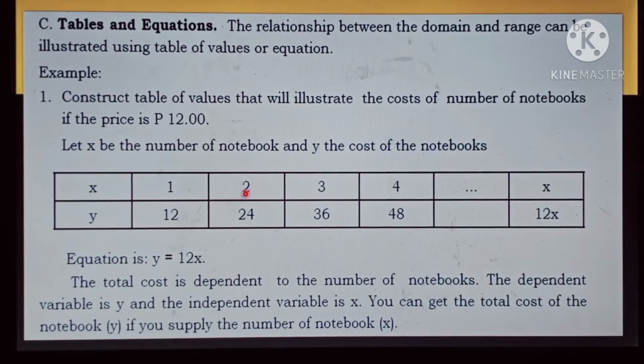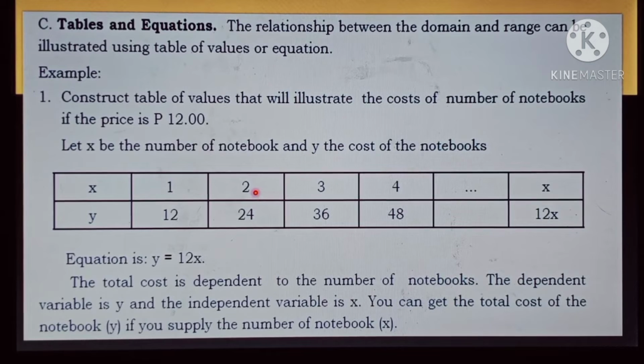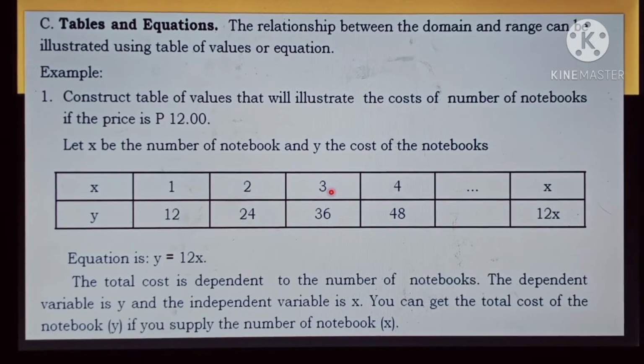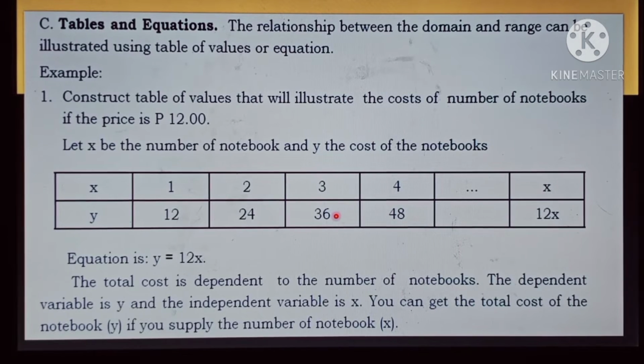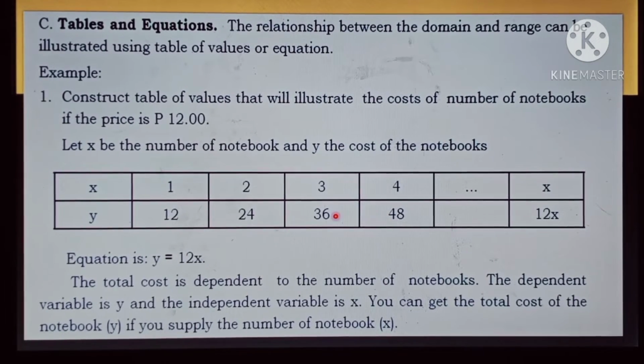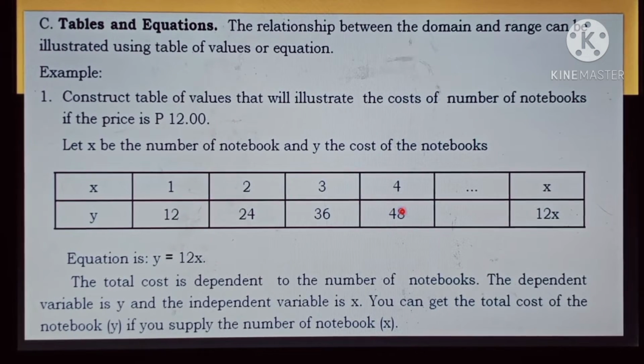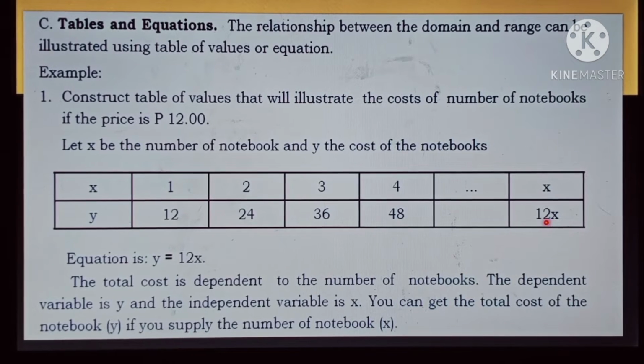So, kung ang X naman daw ay 2, so, you're planning to buy 2 notebooks. So, that will be 12 plus 12, which is 24, or 12 times 2. That is also 24. So, how about in the case of 3 notebooks? That will be 12 plus 12 plus 12. So, tatlong 12. Or simply 12 times 3, which is 36. And then for the 4th notebook, we have 12 plus 12 plus 12 plus 12, or 12 times 4, which is 48 pesos, until you have 12 times X.